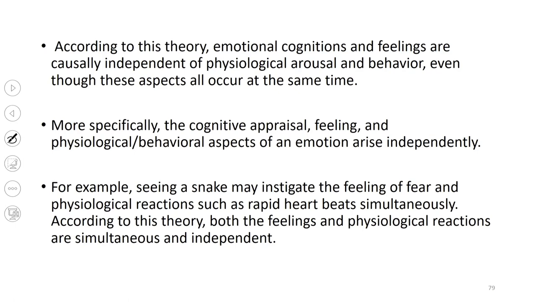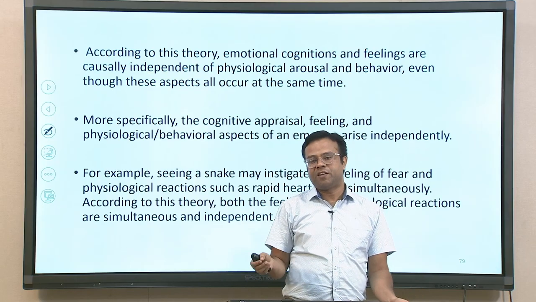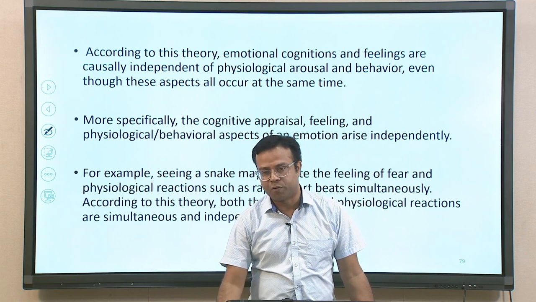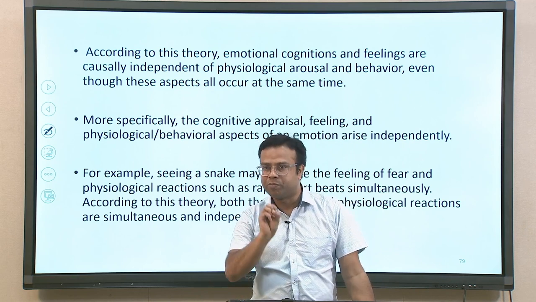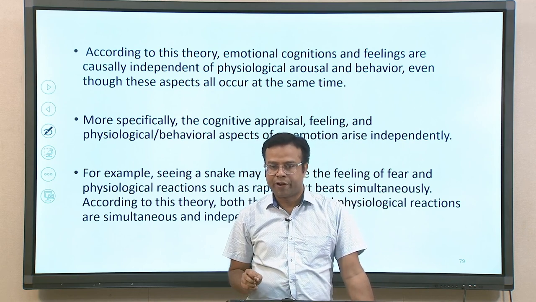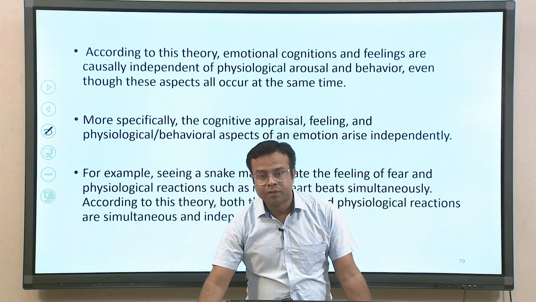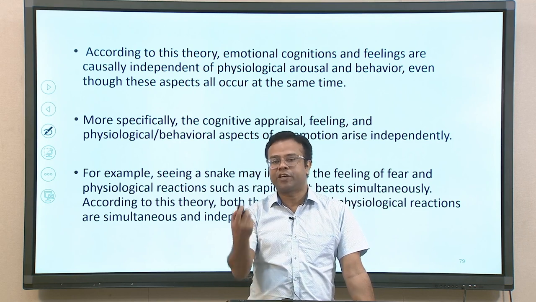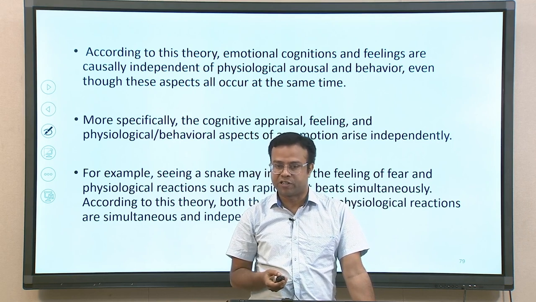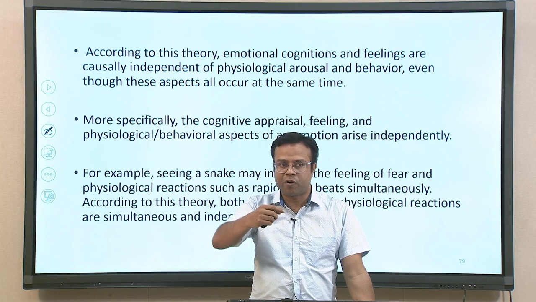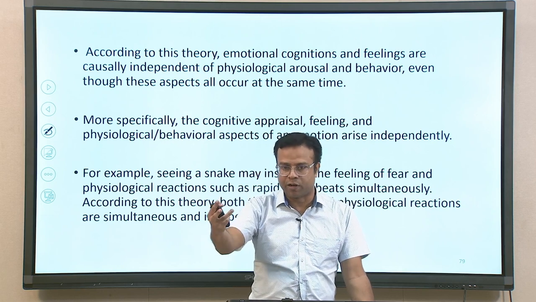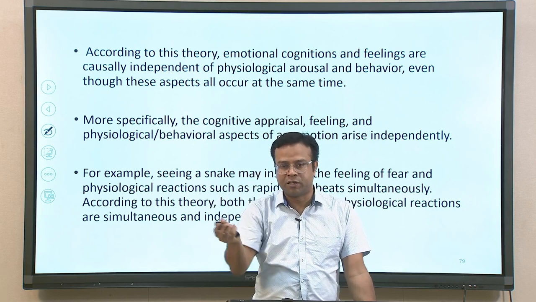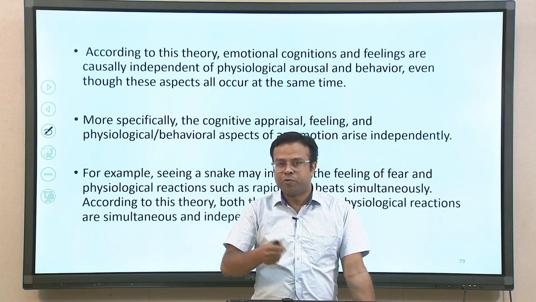All these aspects occur at the same time. More specifically, cognitive appraisal, feeling, and physiological aspects of emotion arise independently, so simultaneously this all happens. For example, seeing a snake may instigate a feeling of fear and physiological reactions such as rapid heartbeat simultaneously. So you experience fear, the heartbeat gets fast, all together. It is not like one after the other. It is happening simultaneously.